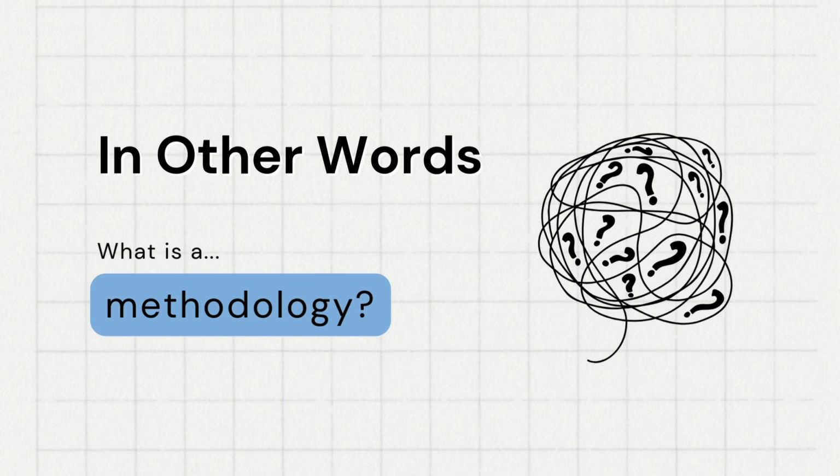Let's start off this topic by playing in other words. What is a methodology? Take a minute to write down what methodology means to you. Put simply, a methodology is the framework that guides the research approach. It is your overarching research strategy. This differs from the term methods, which are the specific tools and techniques used within that framework or methodology.